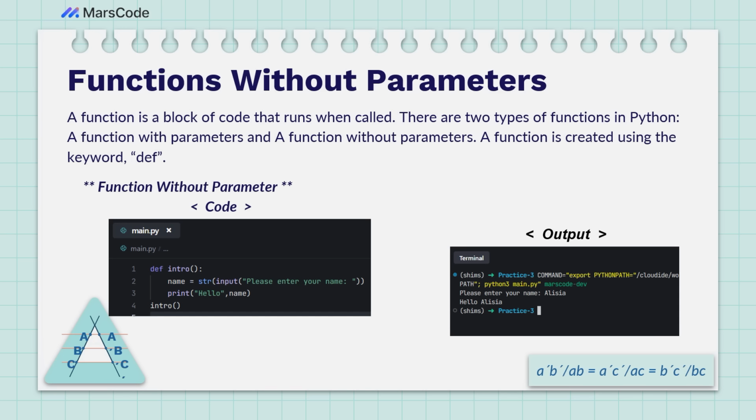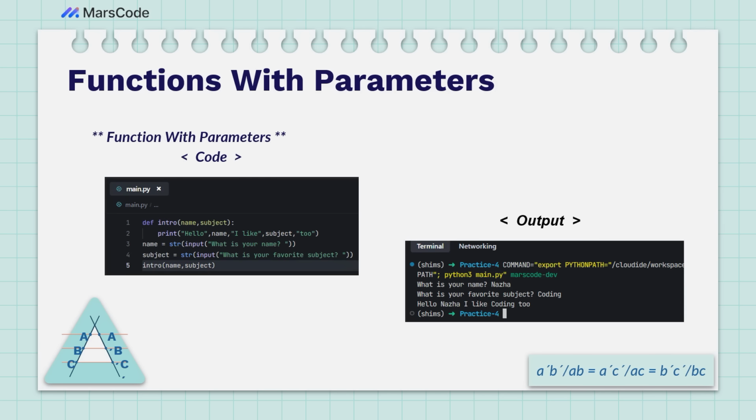Now, if you run this program, all you're going to get is the statement that says, please enter your name. And once I type my name, Alicia, it responds back, hello, Alicia. So if you type any name there, it's just going to respond back hello, whatever name you typed in. But this is an example of a function without a parameter.